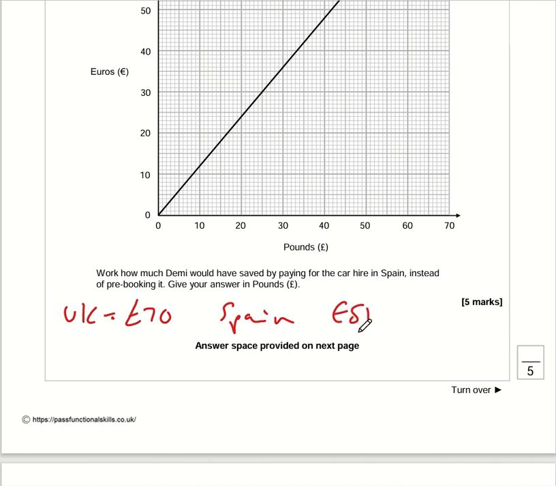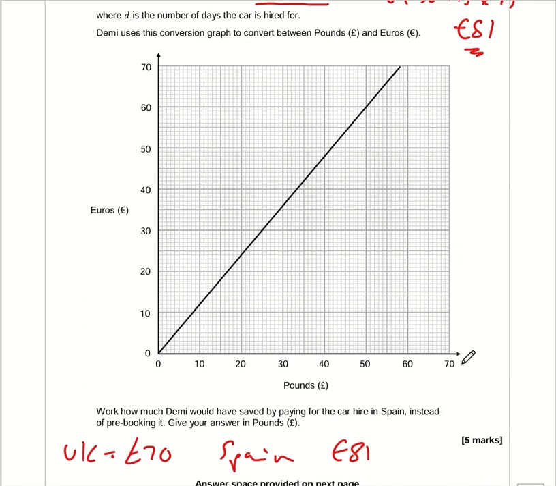So what I need to do is either convert £70 into euros or 81 euros into pounds. I'm quite tempted to convert £70 into euros. Actually, I'm not tempted, because 70 goes off the scale. So I'm going to convert 81 euros into pounds, which is also off the scale. So I'm just going to look for somewhere on the graph where I get a nice reading for both pounds and euros.